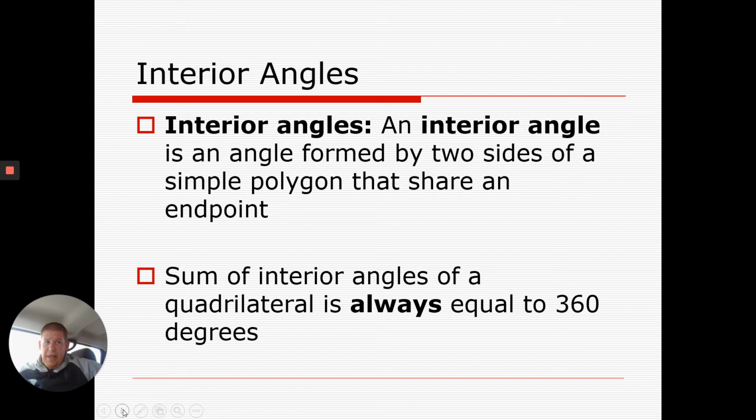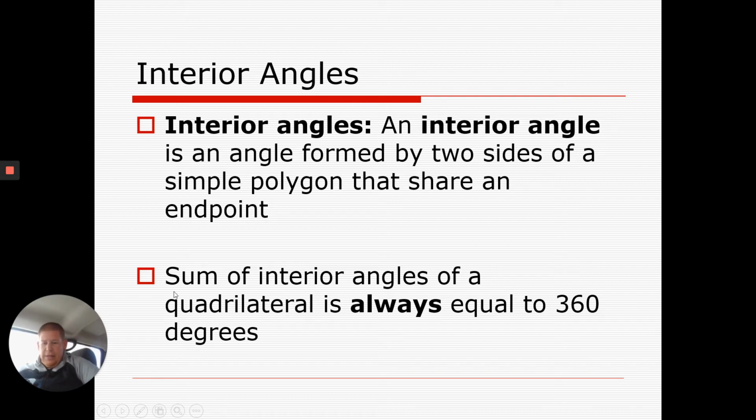So that would just mean like each corner would be an endpoint, and each corner where 2 lines come together, that's where it would form one of those interior angles. If it's a quadrilateral, we know that there has to be 4 interior angles because 4 sides and 4 angles.